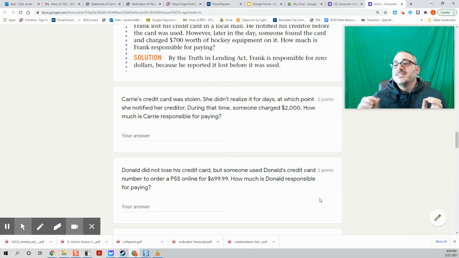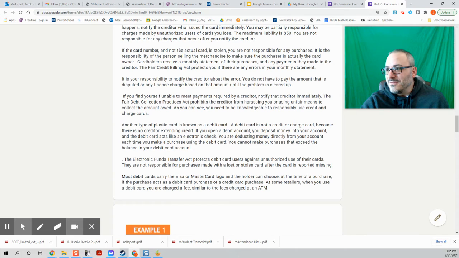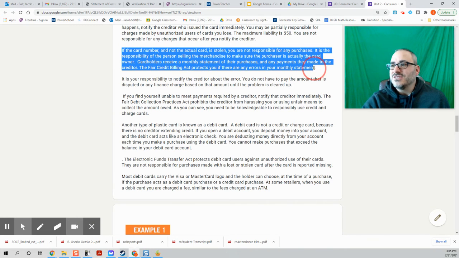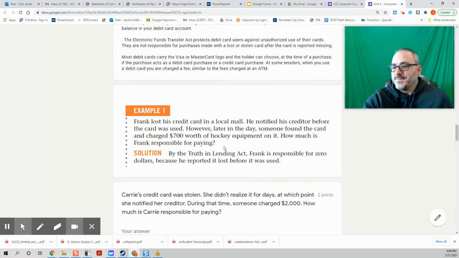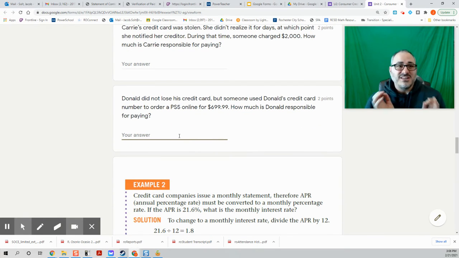Okay, remember, Donald's not responsible for anything in this case, because it's the merchant's responsibility. If the credit card number and not the actual card is stolen, you are not responsible for any purchases. It is the responsibility of the person selling the merchandise, the merchant, to make sure the purchaser is actually the card owner. Card holders receive a monthly statement. We don't need that part, just this part. So Donald's actually not going to be responsible for anything, because his credit card number was stolen.